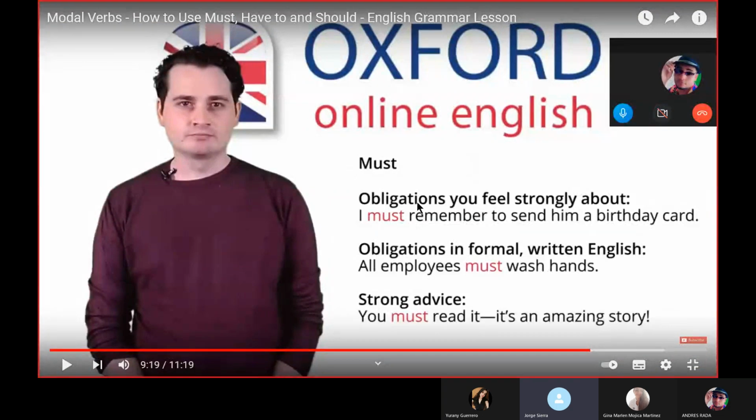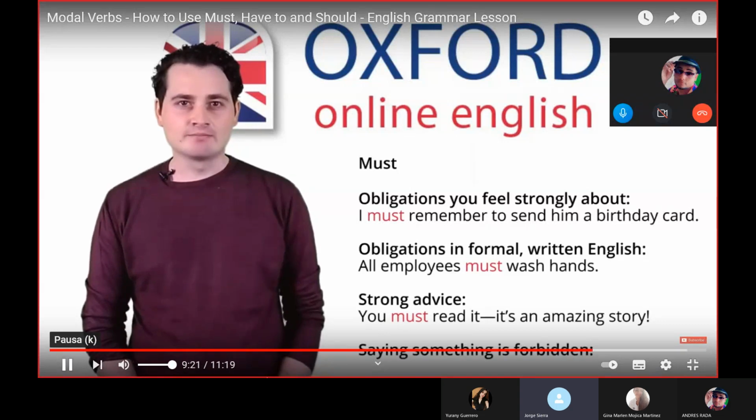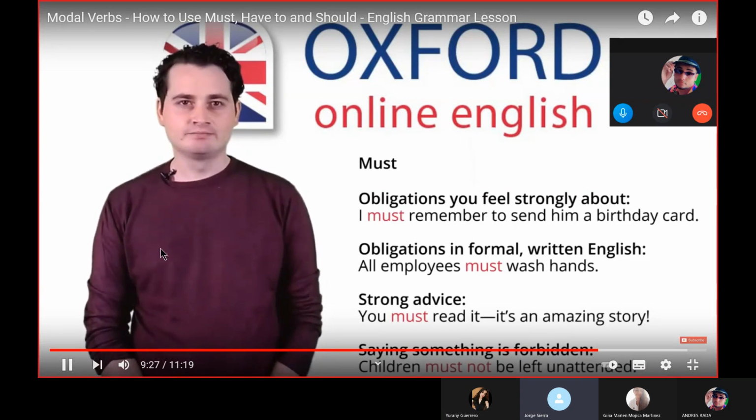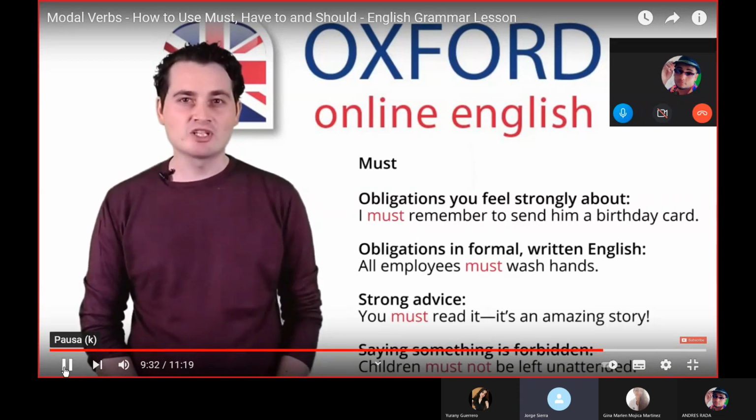Okay, these are the uses of must, the modal verb must. Estos son los tres principales usos. Strong advice, obligation in formal written English, and obligation you feel strongly about. Saying something is forbidden if you use mustn't. Children must not be left unattended. Okay. Remember that mustn't or must not are more formal, and in spoken English it's more common to say can't.